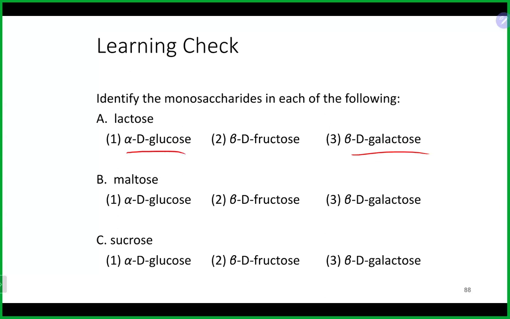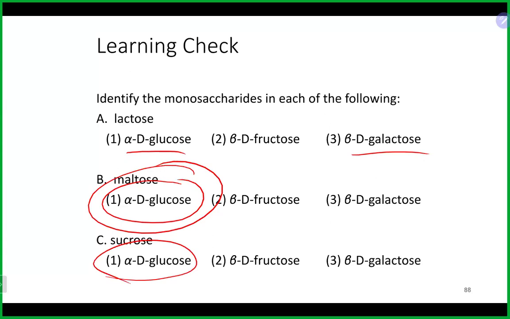Maltose was the first one that we looked at, which is two D-glucoses coming together. And then sucrose was the one we were looking at last, where we had our alpha beta 1,2 bond. Again, glucose and fructose in this case. Maltose again with the alpha 1,4 glycosidic bond, and lactose doing the beta 1,4 glycosidic bond. Any questions on those?